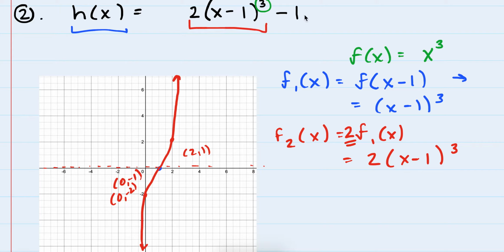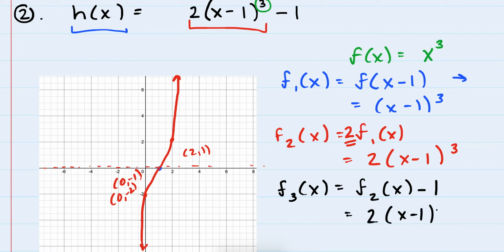The last step is to take care of this negative 1. So this third piece is taking f2 and subtracting 1 from it. That will give me my function h of x, which is 2 times (x minus 1) cubed, minus 1. Just taking what I had here, f2 of x, and subtracting 1. So this is h of x. This is going to be my last graph, and I'm going to move it downward 1 because it's on the outside of the function. So all of my points are going to go down 1.